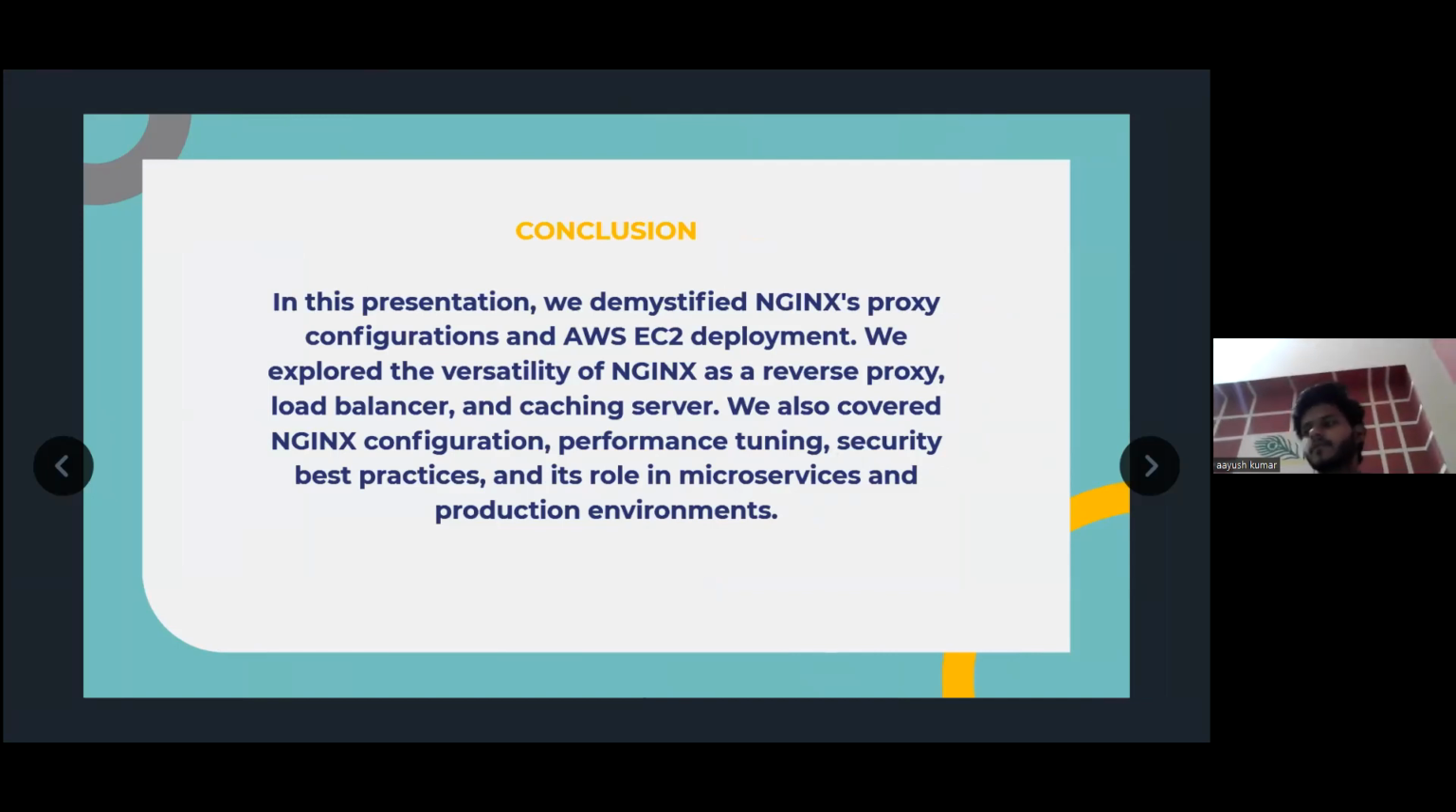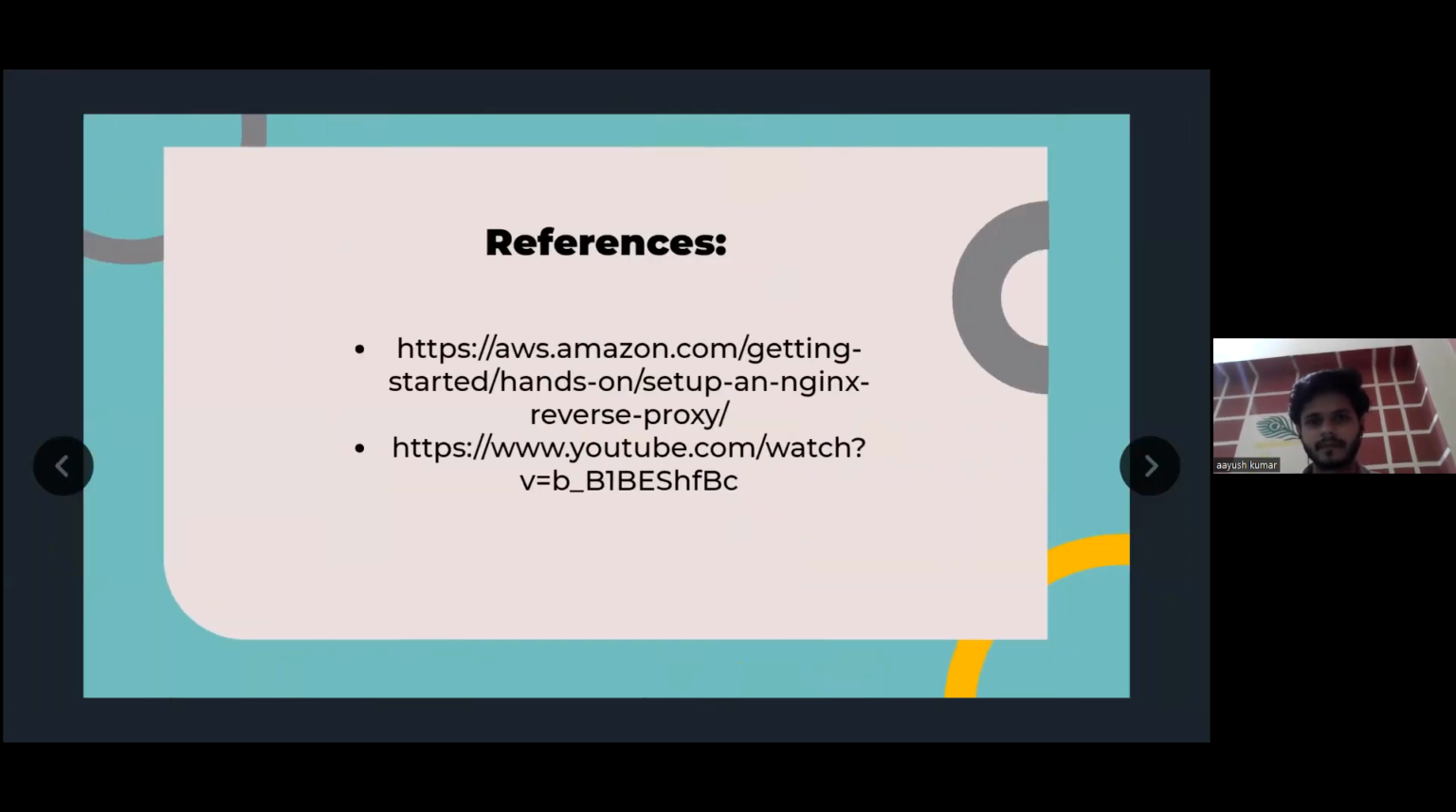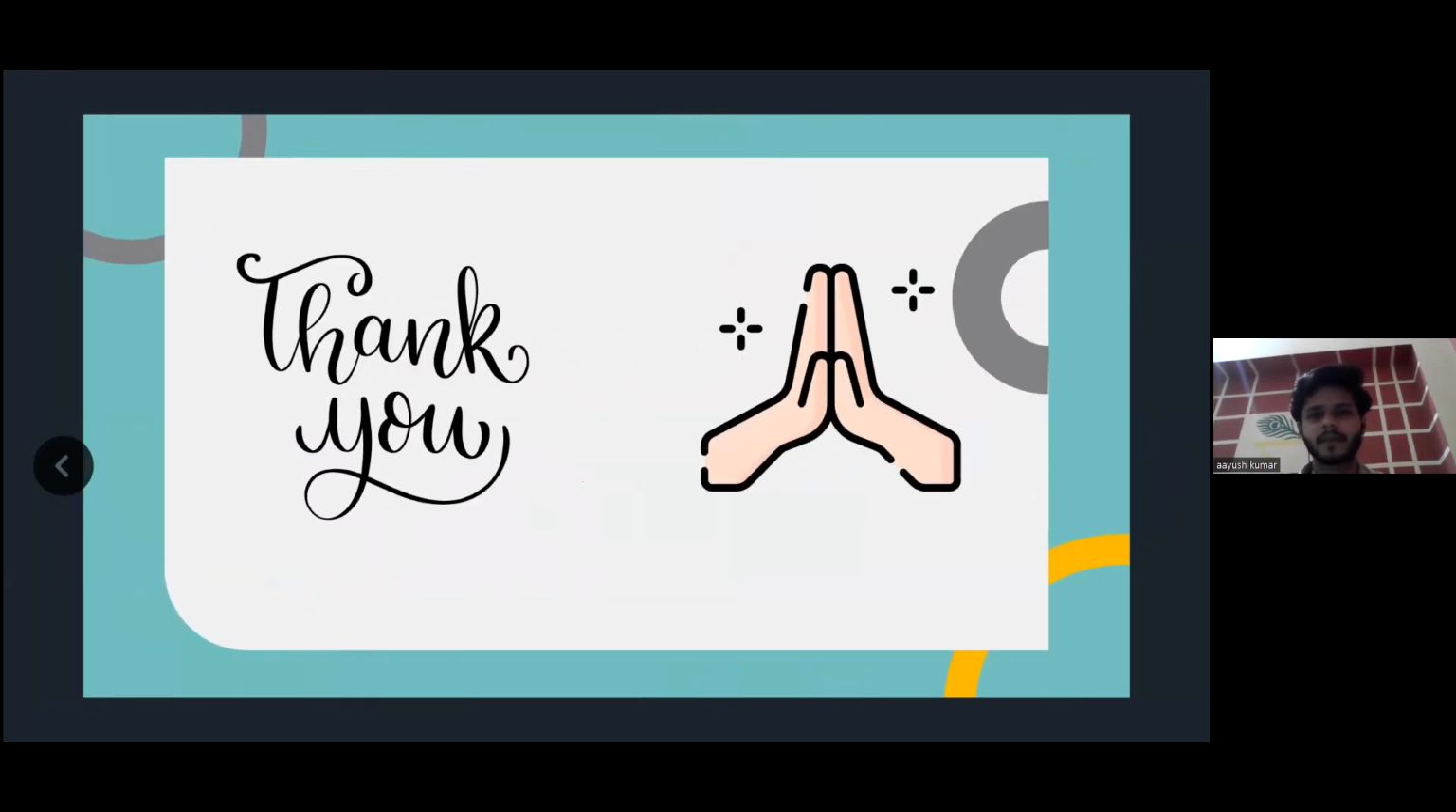Now we have learned about what NGINX is, what a proxy is, what types of proxy NGINX provides, and how to configure NGINX using AWS EC2. So now if anyone has any question, please feel free to ask. These are the references that I used to make this presentation. Thank you. I'm done with my presentation, ma'am.